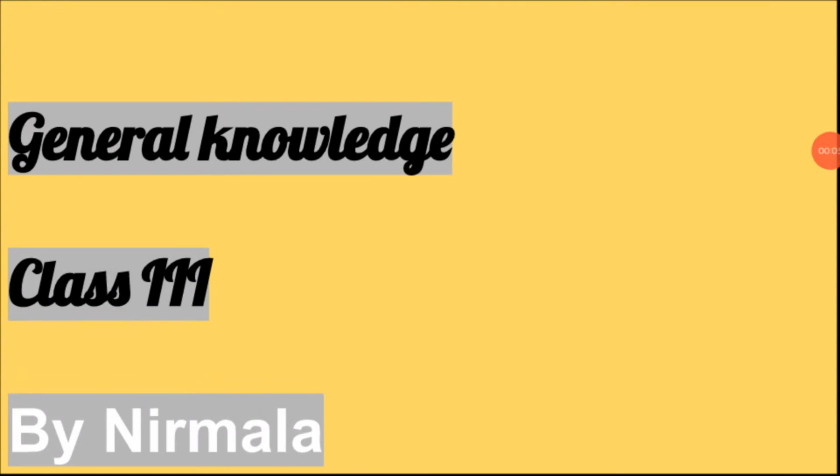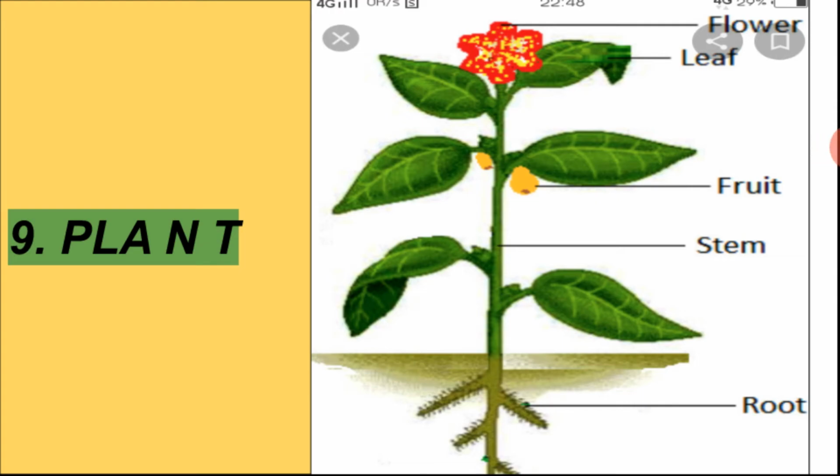Today we are going to learn about plants. You know the importance of plants. Plants give out oxygen which we breathe in. We also depend on plants for food, clothes and shelter. In the diagram you can see the different parts of plants: flower, leaf, fruit, stem and root.